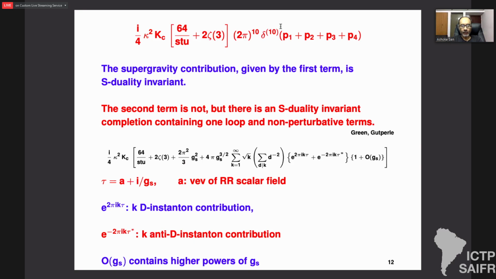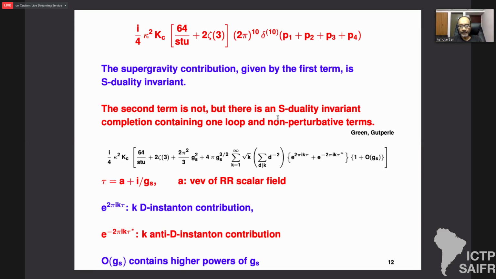So here is that formula again. Now this first term, 64 over STU, is a supergravity contribution. And this is S duality invariant by itself, which is not surprising because the supergravity action is S duality invariant. The second term is not S duality invariant, but there is an S duality invariant completion containing one loop and non-perturbative terms. This was postulated first by Green and Gutperle, and by now there is enough evidence for this.